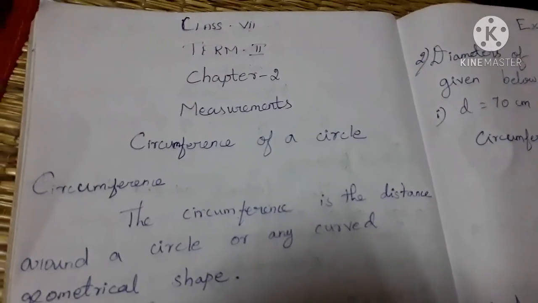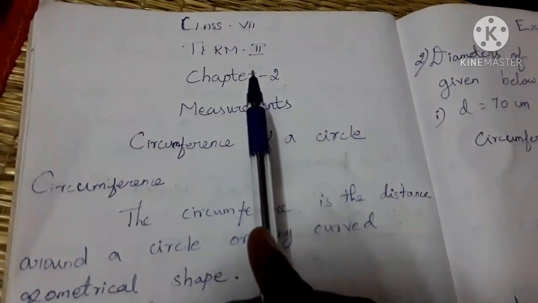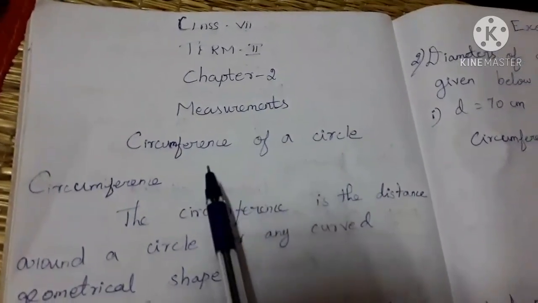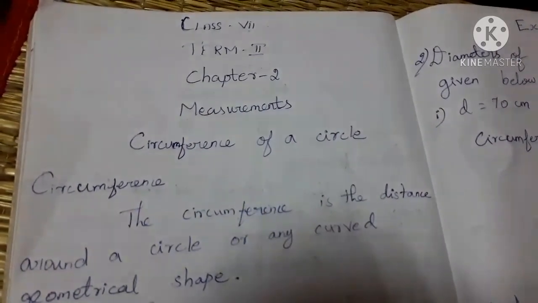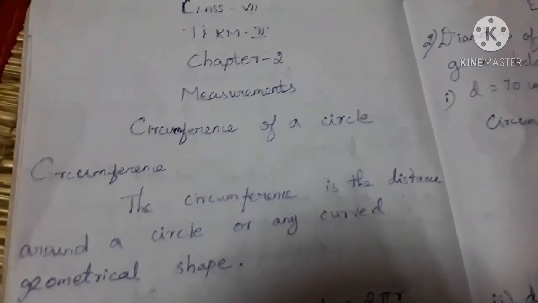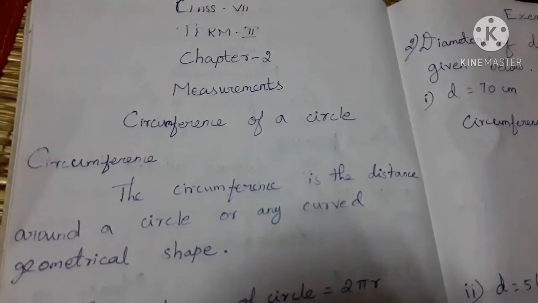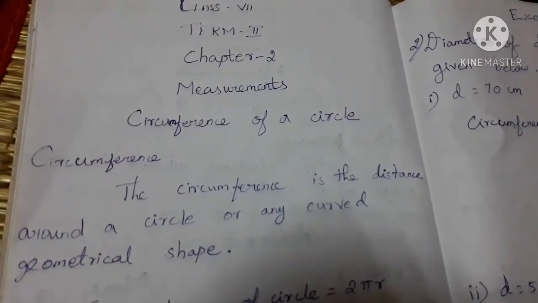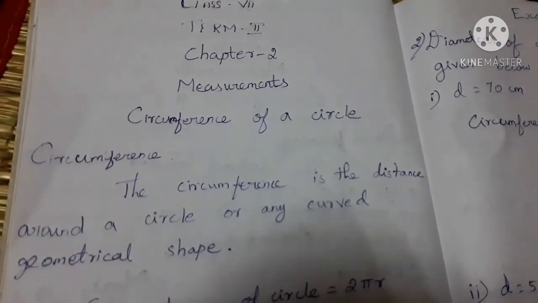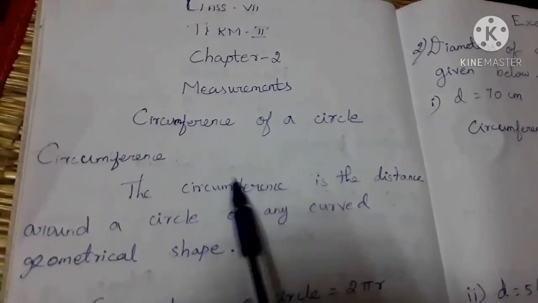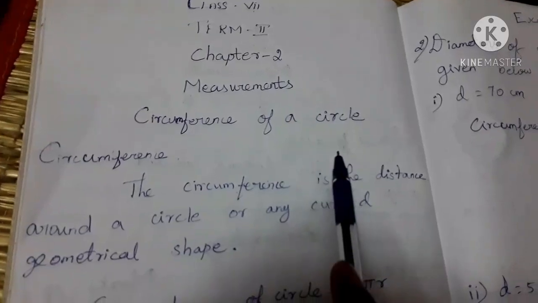Good morning, students. Today we are going to see class 7, term 2, chapter 2, measurements. In measurements, we are going to see the circumference of a circle. This is a new concept for you. Already you know the circle. A circle has no sides and no corners. Now we are going to find the circumference of a circle.